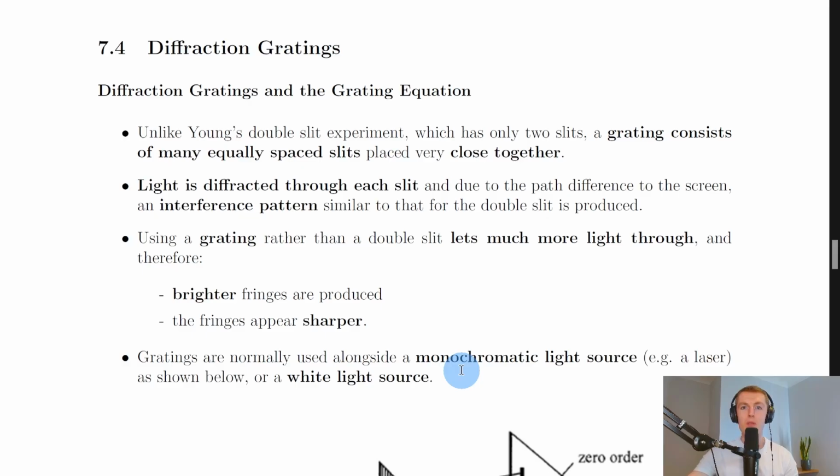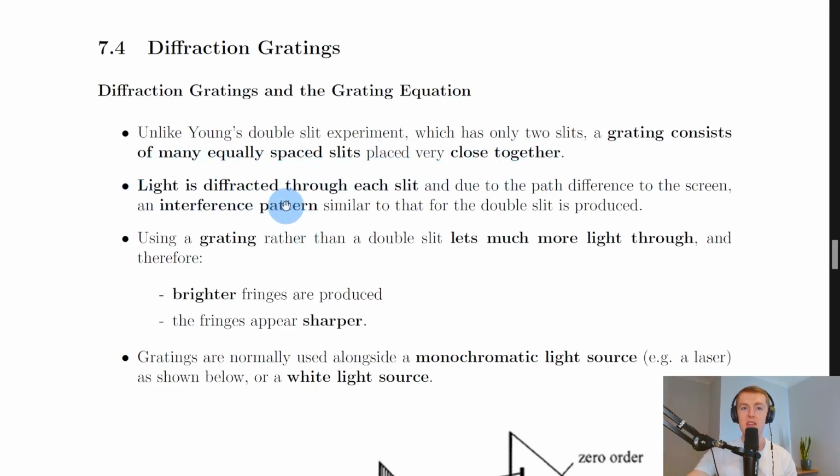So let's get going. Now we've already seen how light waves can undergo interference, and we're going to compare Young's double slit experiment here to this new thing called a diffraction grating. It starts by saying, unlike Young's double slit experiment, which has only two slits, a grating consists of many equally spaced slits placed very close together.